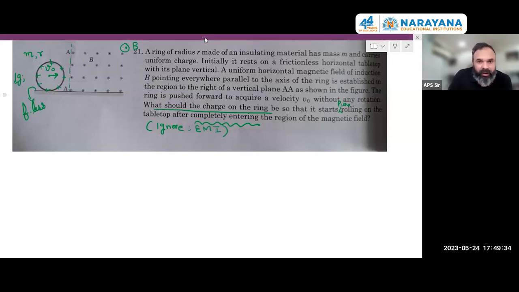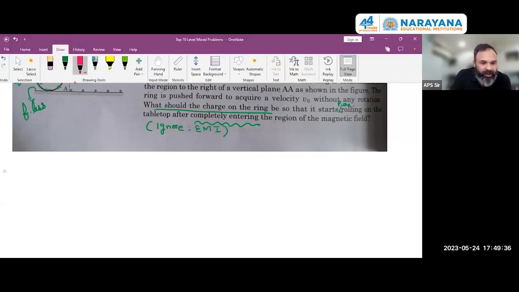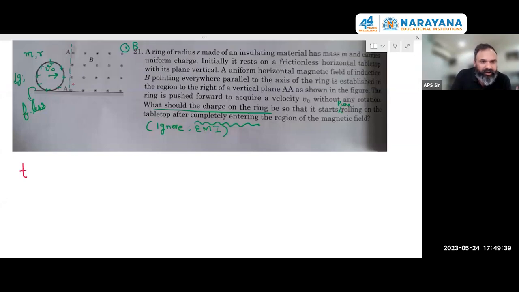Now if you look into the problem, till it enters the magnetic field, nothing is going to happen. It will keep on moving with a constant speed v0 without any rotation. So it will move straight.